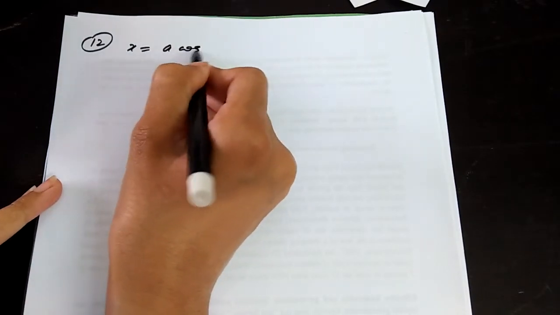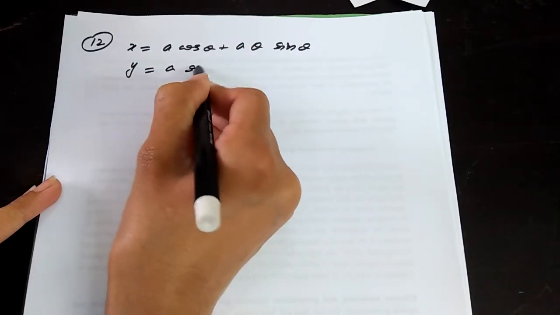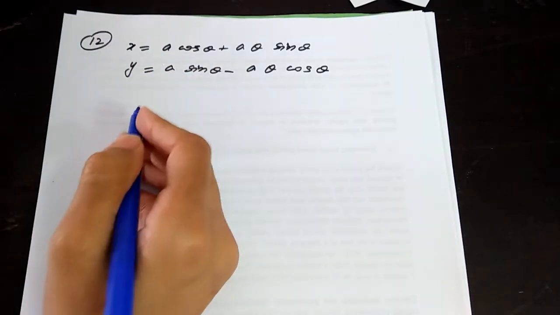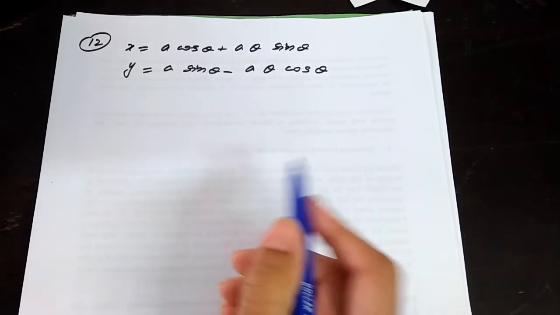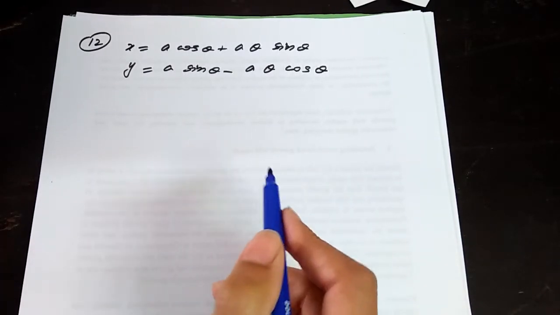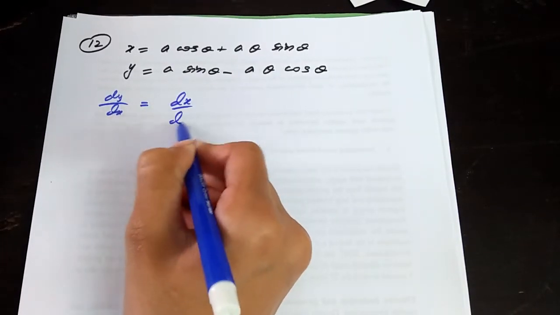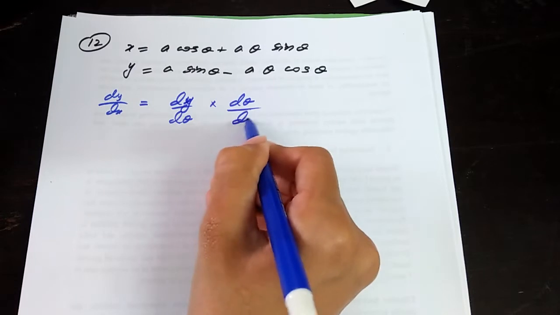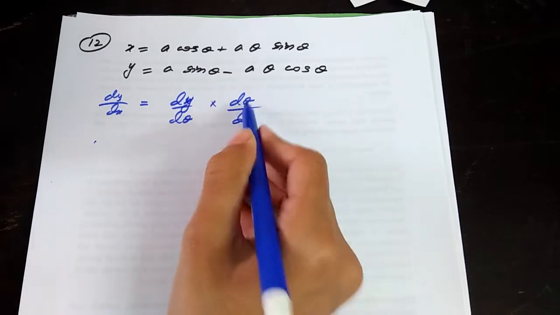X equals a cos theta plus a theta sine theta. Y equals a sine theta minus a theta cos theta. First of all, we need the slope because we need the equation of normal. In the equation of normal, we have to put the slope. For slope, we need dy by dx, and you know that dy by dx equals dy by d theta into d theta by dx. So first of all, we need dx by d theta and dy by d theta.